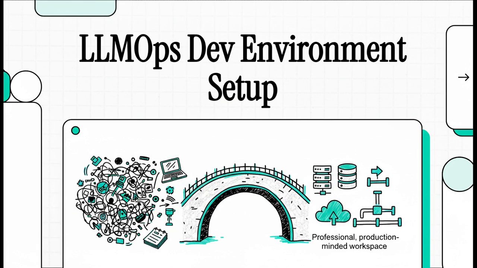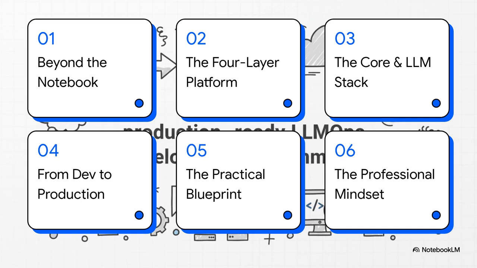Let's jump right in. Here's the game plan. We'll kick things off by talking about why LLM development is just different. Then, I'll walk you through a structured, 4-layer platform to keep things organized. We'll build out the core stack, layer on the essential ops tools, map out a practical project blueprint, and wrap up with the most critical piece of all, adopting a professional mindset.